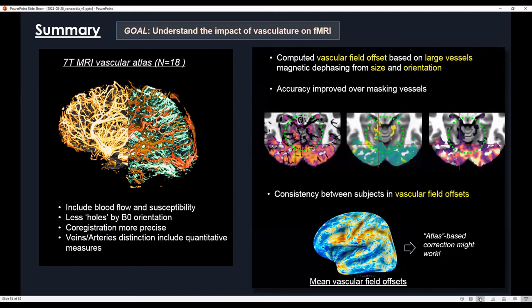We also computed a way to apply this vascular map to compute a vascular field offset, which I just presented. We think it's a more accurate way to correct an fMRI map, better than masking the vessels. And what's very important is that it's very consistent between subjects. So we might be able to use this 7T MRI atlas to do this kind of correction.